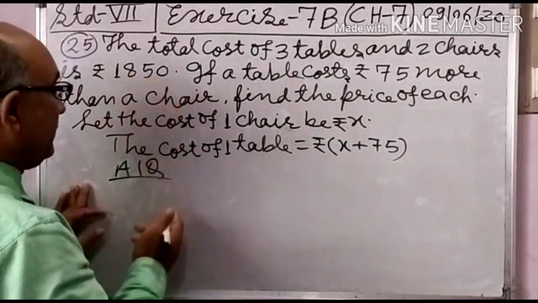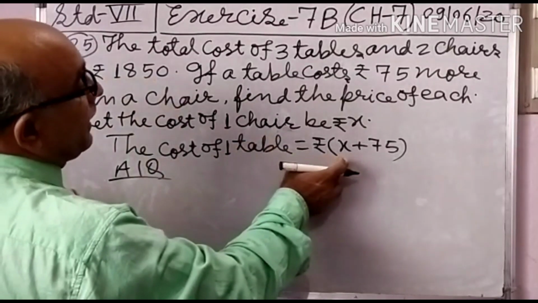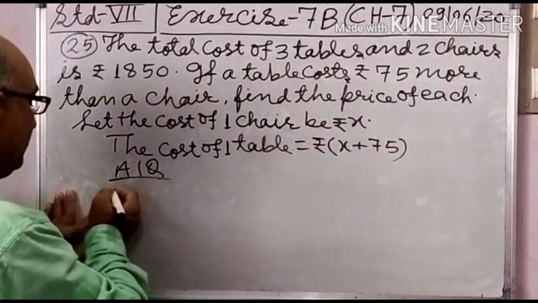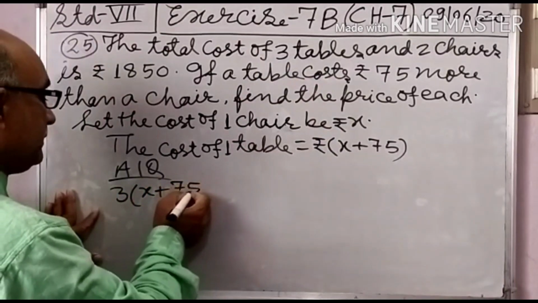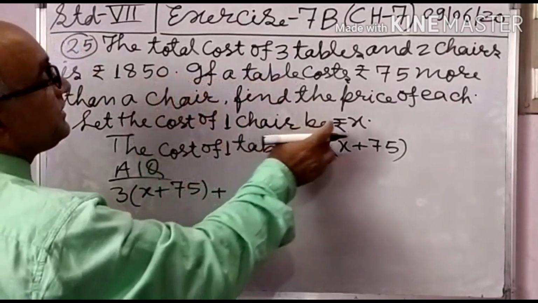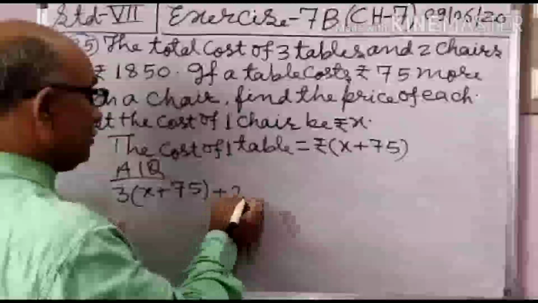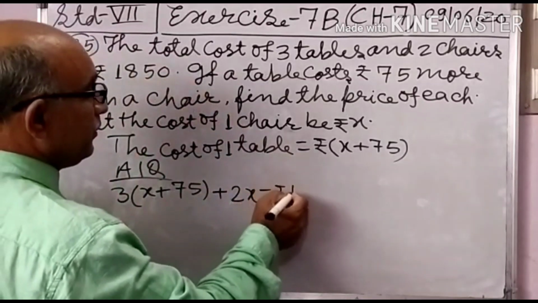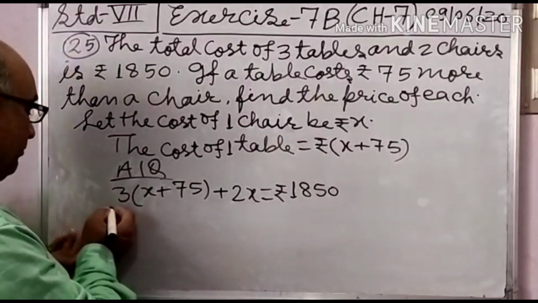rupees 1850. So, the cost of one table is rupees X plus 75. Then the cost of 3 tables is 3 into X plus 75. So 3 into X plus 75 plus the cost of one chair is rupees X, and the cost of 2 chairs, so 2 into X, equal to total cost rupees 1850. Now remove the bracket.